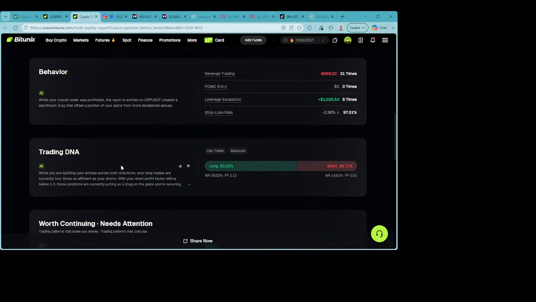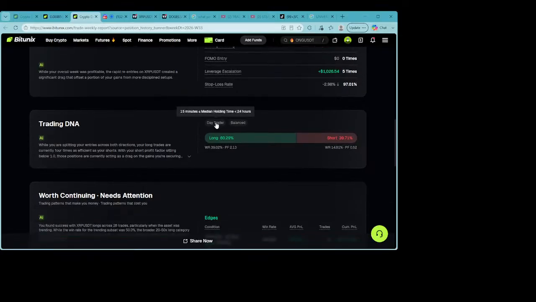Okay, trading DNA. So I'm a day trader. I trade 15 minutes, with a medium holding time of every 24 hours. 35% long positions, my ratio is 65%. So I'm pretty balanced. My longs go for 60%. My shorts, I close at 39%.